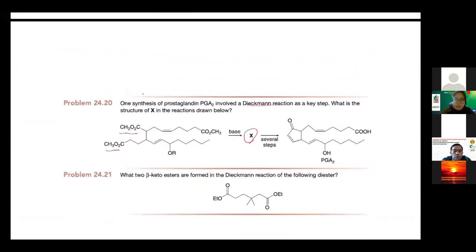This is also an example in the synthesis of prostaglandins, PGA, a main kind of prostaglandin generated in our bodies, controlling blood pressure. The prostaglandin species are important for many functions. This is the synthesis technology, and the key step is also a Dieckmann reaction.